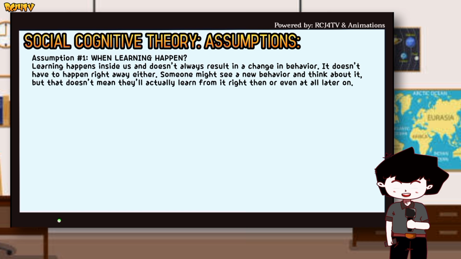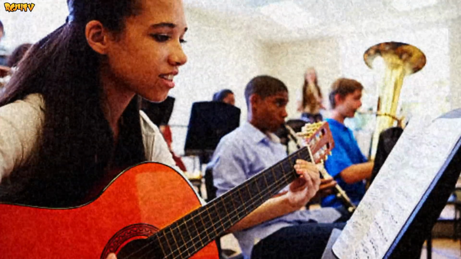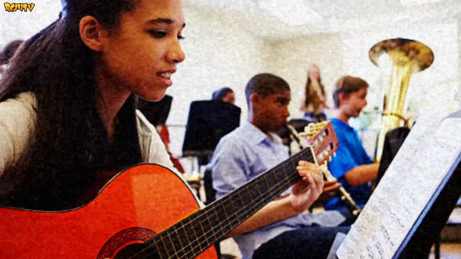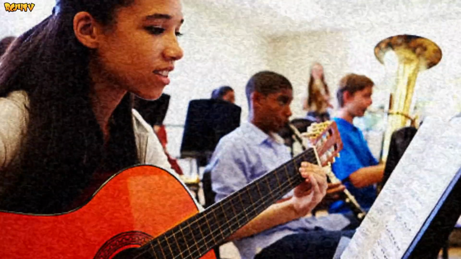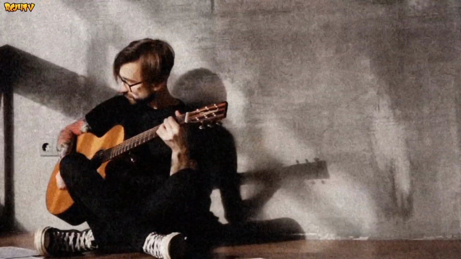Now, let's talk about the assumptions. Learning happens inside us and doesn't always result in a change in behavior. It doesn't have to happen right away either. Someone might see a new behavior and think about it, but that doesn't mean they'll actually learn from it right then or even at all later on. For example, you're a music learner and you are watching a group of students playing music in the room. You may observe for a long time the models, which are the students playing music, until you decide to join in or not to join in.